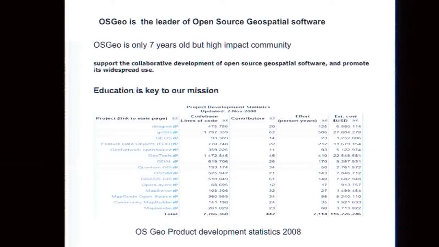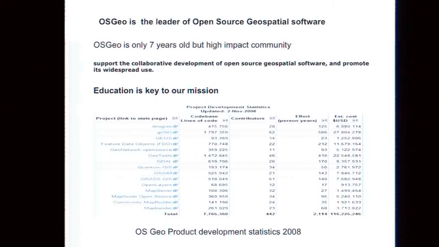And again, OSGeo, we are a very young community compared to ICA. We are only 7 years old, but again, we are a very high impact community. I was just looking at our 2008 stats, and you can see all these projects have a huge number of collaborators behind them. And the key thing, even from the OSGeo mission, is that the whole mission is to support the collaborative development of open source software, and also promote its widespread use, and education is key to our mission.